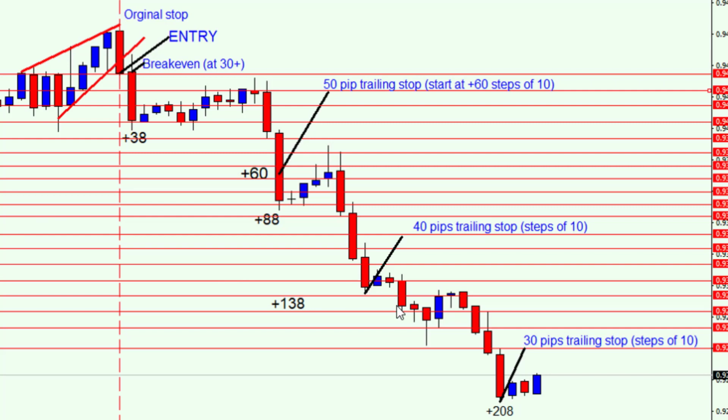So it went on, up and down, and then created 4 really nice red candles going down, and went to plus 208. Now at that point, you don't want to have big stops, so I reduced my stop to 30 pips with steps of 10. That means if the price reverses, I will bank at least about 180 pips. If the price continues, however, I'll just keep on making more and more money. So that's the beauty of trailing stops, and that is exactly how they work.